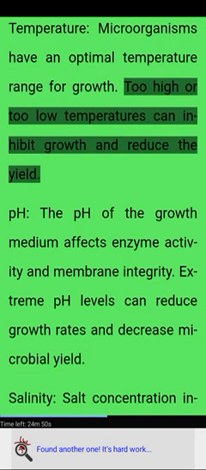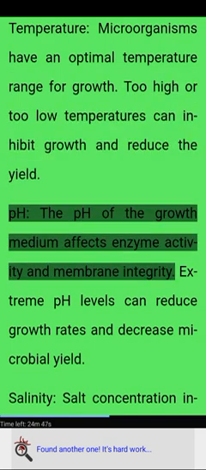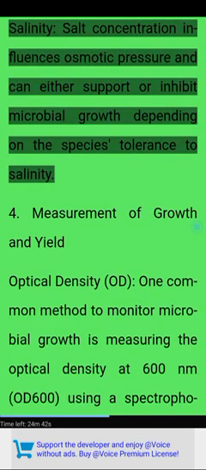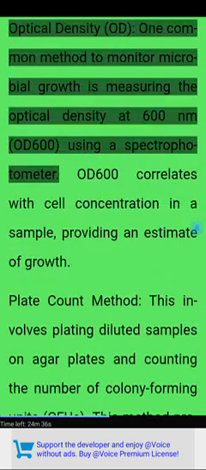Too high or too low temperatures can inhibit growth and reduce the yield. pH. The pH of the growth medium affects enzyme activity and membrane integrity. Extreme pH levels can reduce growth rates and decrease microbial yield. Salinity. Salt concentration influences osmotic pressure and can either support or inhibit microbial growth depending on the species' tolerance to salinity. 4. Measurement of growth and yield.